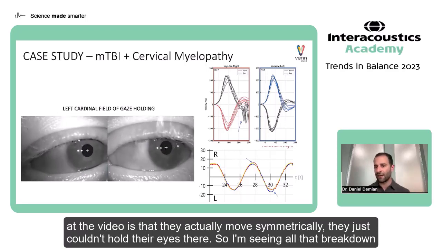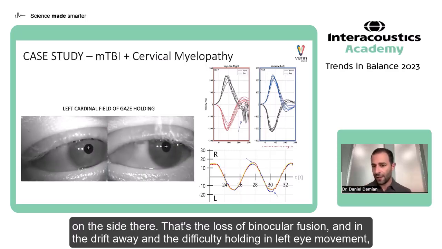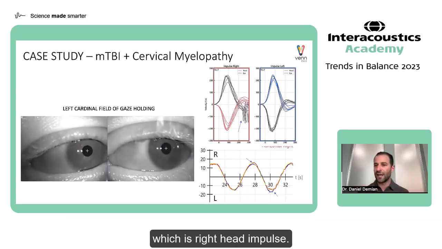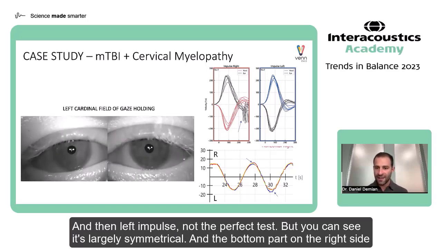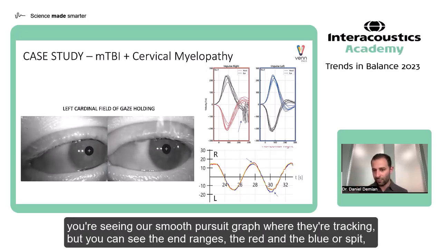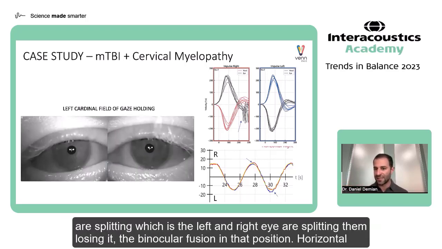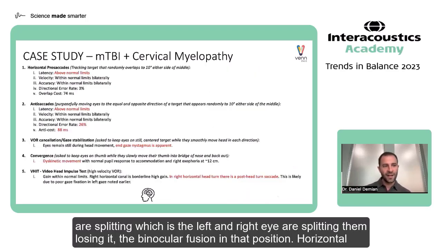So when you're seeing all that breakdown on the side there, that's the loss of binocular fusion and the drift away and the difficulty holding in left eye movement, which is right head impulse. And then left impulse, not the perfect test, but you can see it's largely symmetrical. In the bottom part on the right side, you're seeing our smooth pursuit graph where they're tracking, but you can see at the end ranges, the red and the blue are splitting, which is the left and right eye splitting. They're losing the binocular fusion in that position.